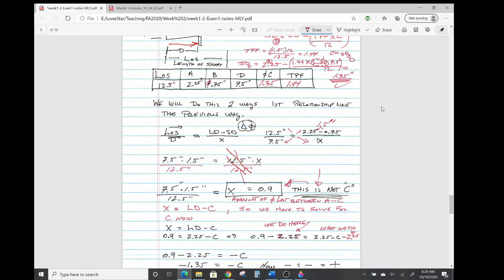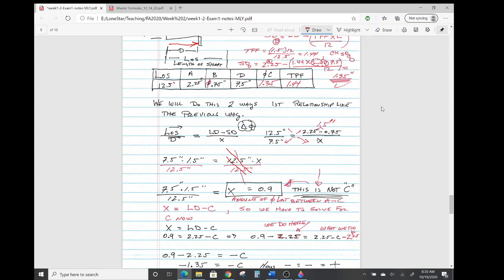So, we don't know what C is right now. We're going to solve for C. So we have to solve for C right now. So x equals LD minus C. So let's plug in the values. 0.9 was our x, yes? Just do it. Equals 2.25 minus C.